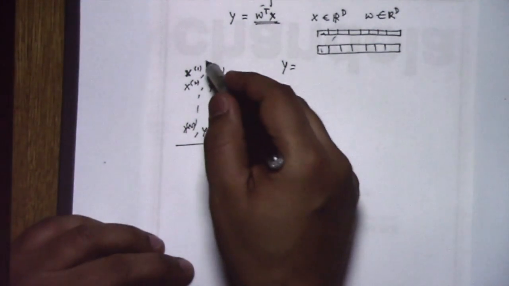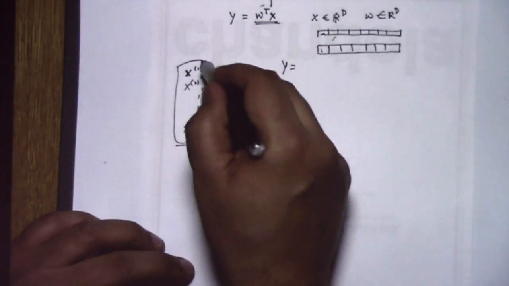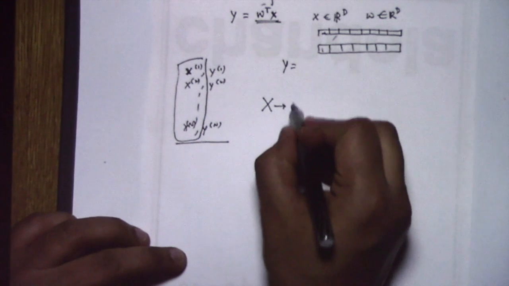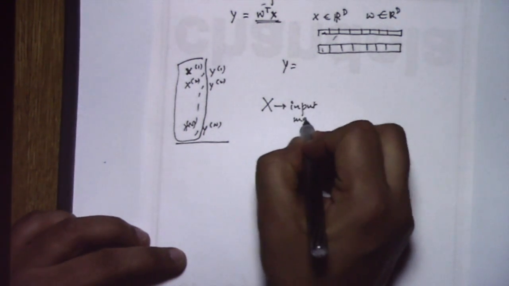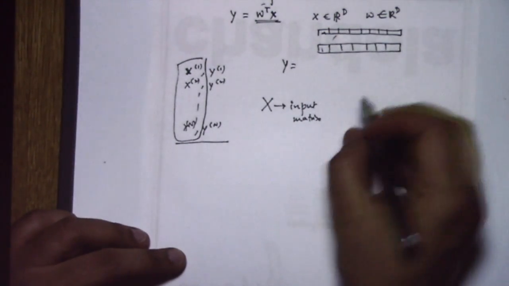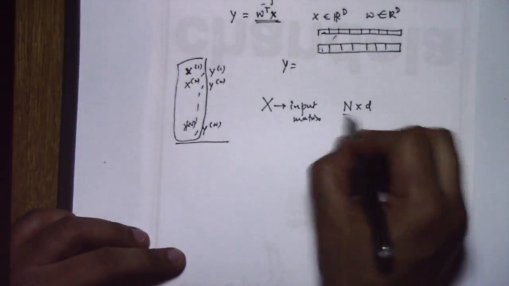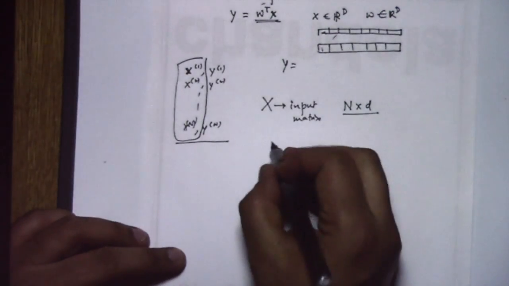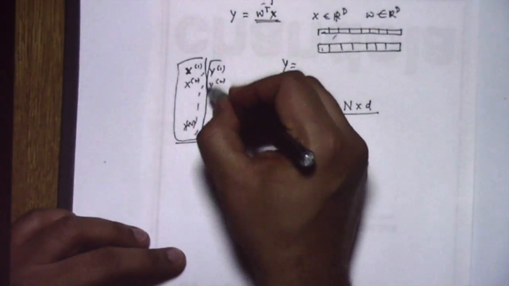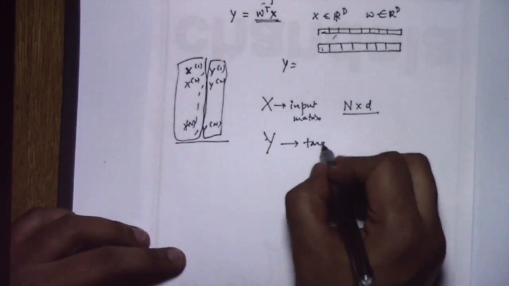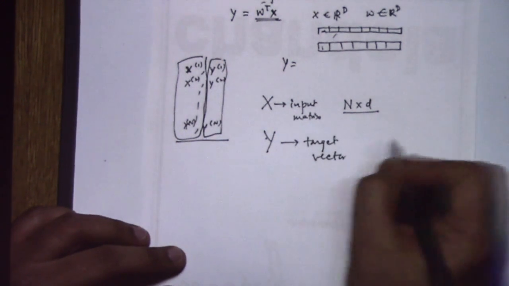One thing that we typically do in linear regression is combine all of your training data into a matrix called X. We call this the input matrix. Each row of this input matrix will be one observation, so the input matrix will be n cross d, because it has n observations and d dimensions. We also combine all the targets into one long vector called y, the target vector, and this will be n cross 1.